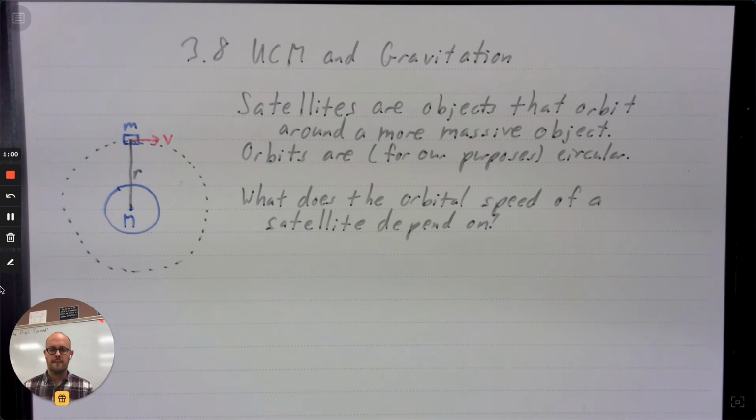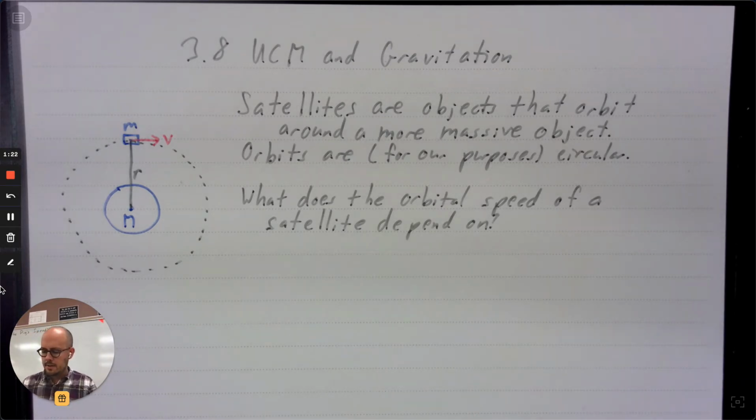And so our first question is, every satellite has its own speed. Now, planets don't travel at constant speed, but we're going to pretend that they do. Artificial satellites, for the most part, do travel at constant speed. And so we are going to probably focus a little bit more on that idea for now.